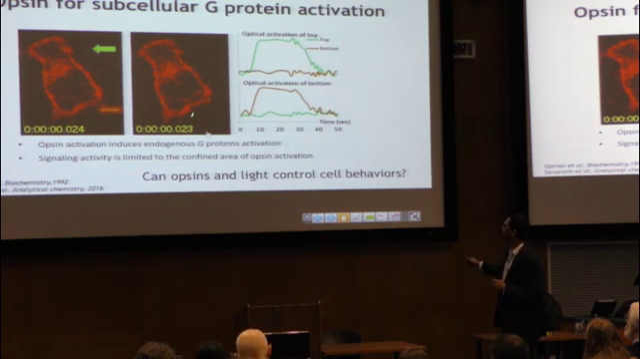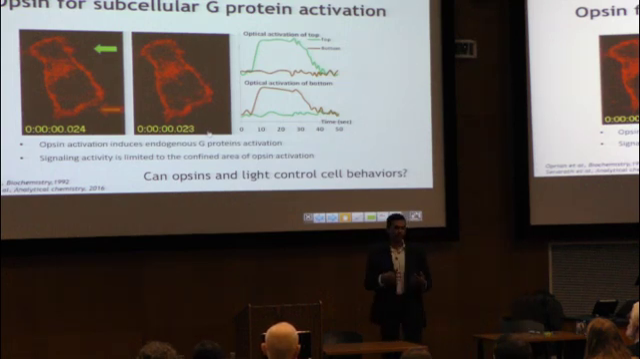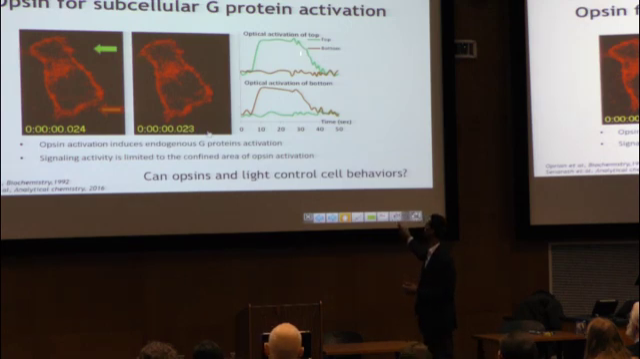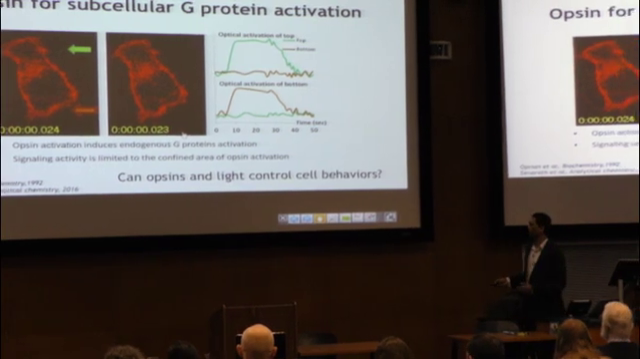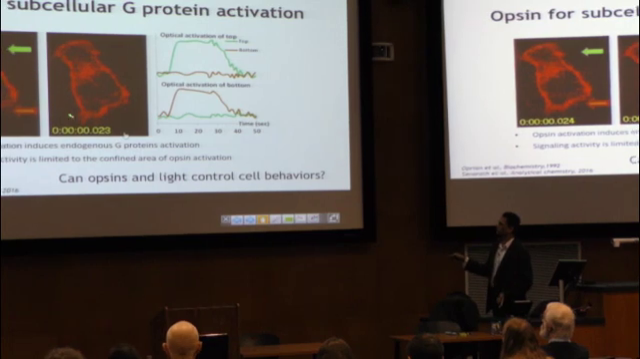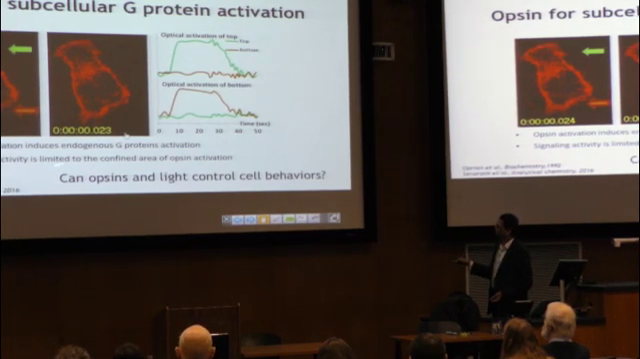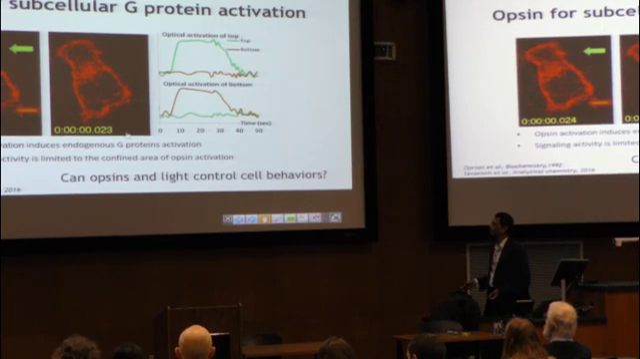Imagine this is about 10 micrometers, the distance. You cannot use any other method to have such precise spatial and temporal control. When you turn the blue light off, the activity goes away. So you turn on signaling wherever you want, and you turn off whenever you want. That's the unprecedented advantage our method has. So now, with this, we show that we can control signaling, but the question is, can we use opsin to control cell behaviors?